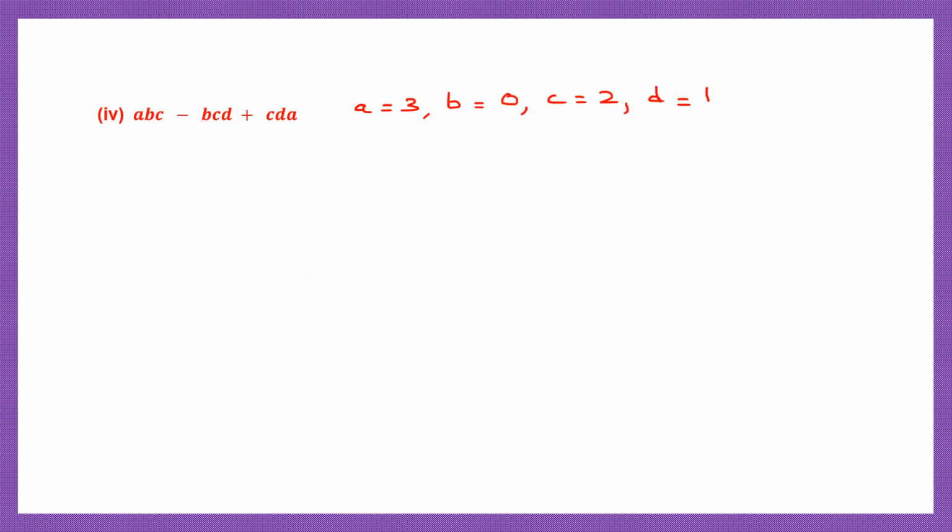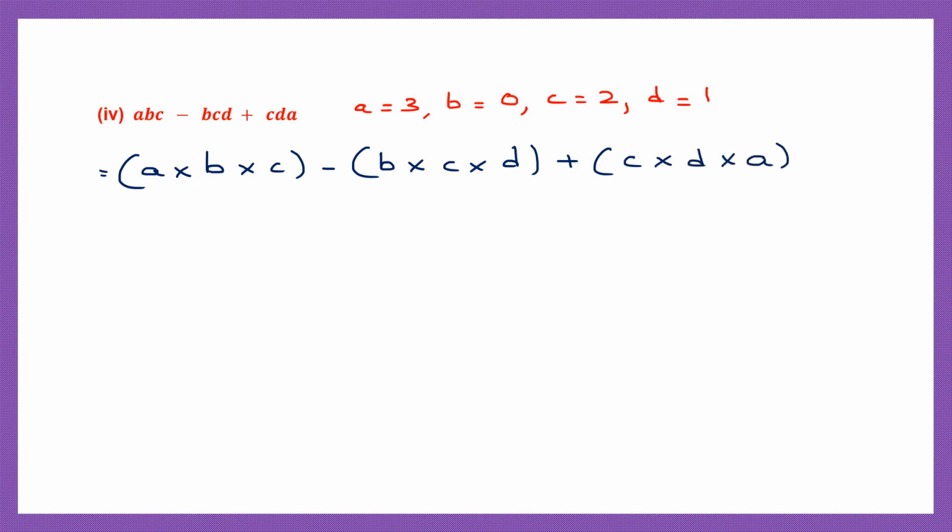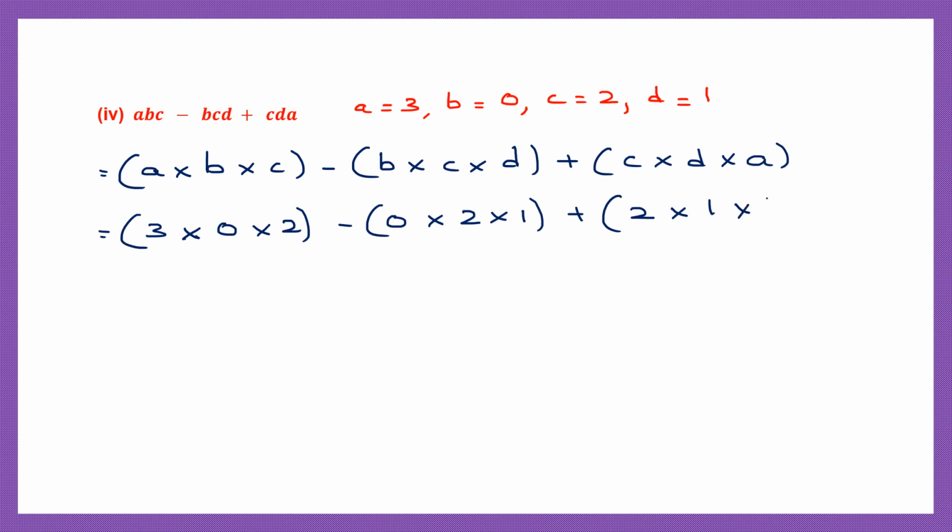Next question. ABC minus BCD plus CDA. So that will be A into B into C minus BCD will be B into C into D plus CDA will be C into D into A. Now we have to carefully substitute the values. A is 3, B is 0 and C is 2 minus B is 0, C is 2 and D is 1 plus C is 2, D is 1 and A is 3.